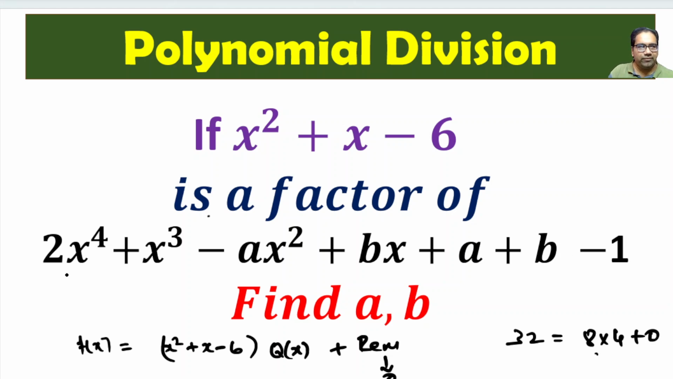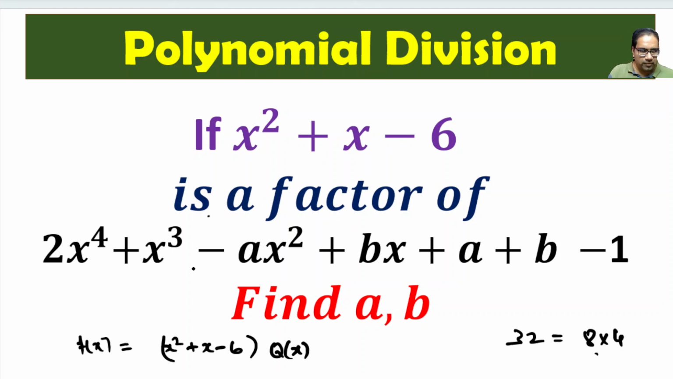So similarly, if this is a factor of this polynomial, then if we divide with this, it will give remainder 0. That means the product of this polynomial and some other polynomial is equal to f of x. Factor means that. If 8 is a factor of 32, that means 8 into some other number, which is 4, is equal to 32. Similarly, this times some other polynomial is equal to this one.